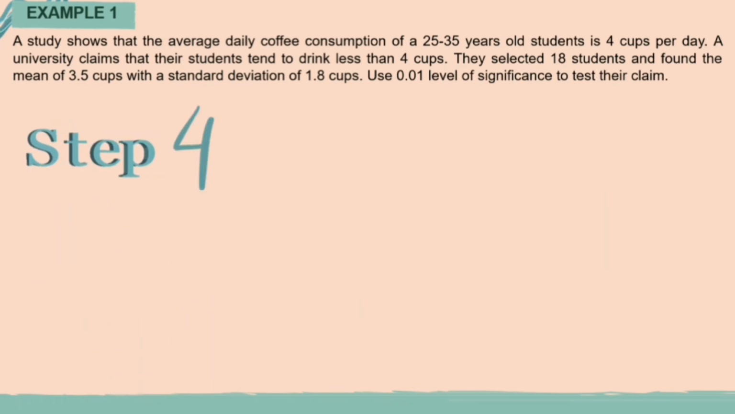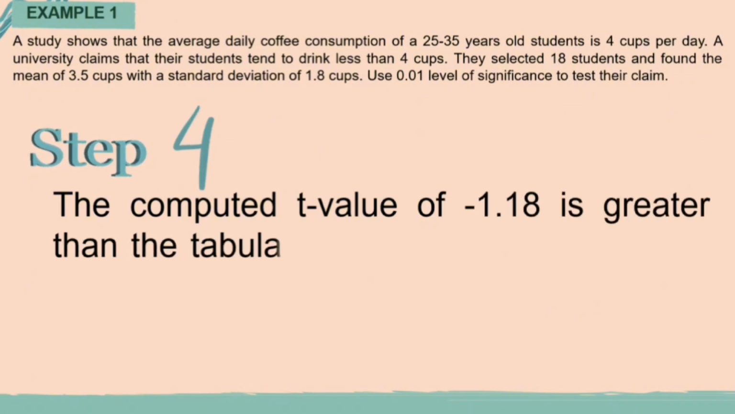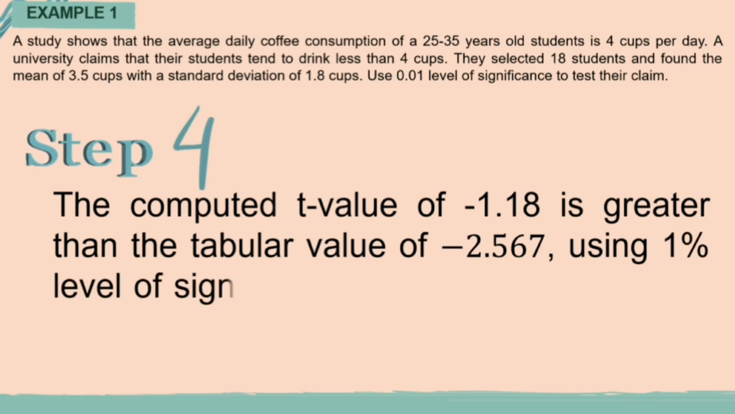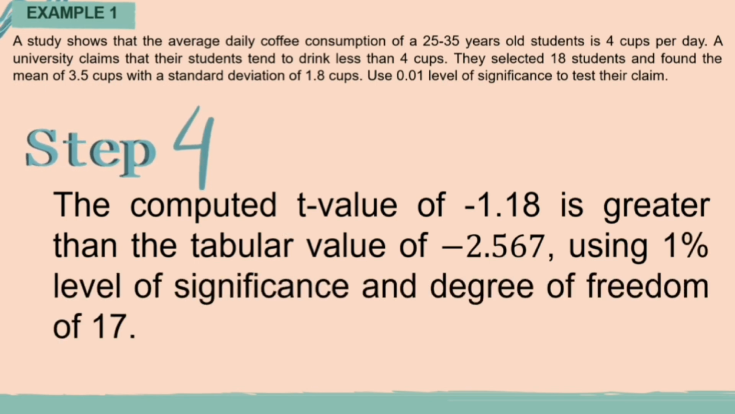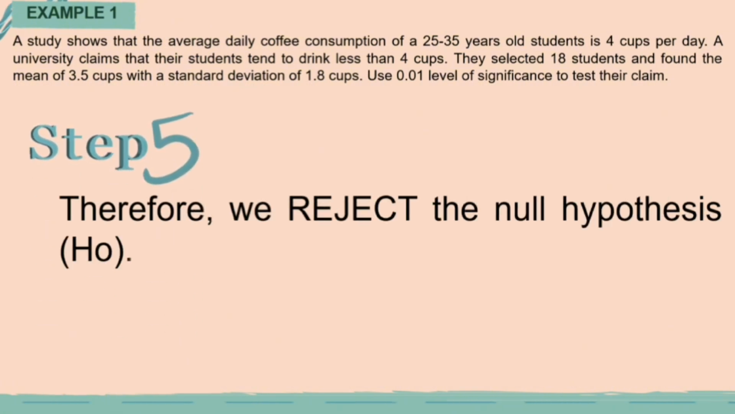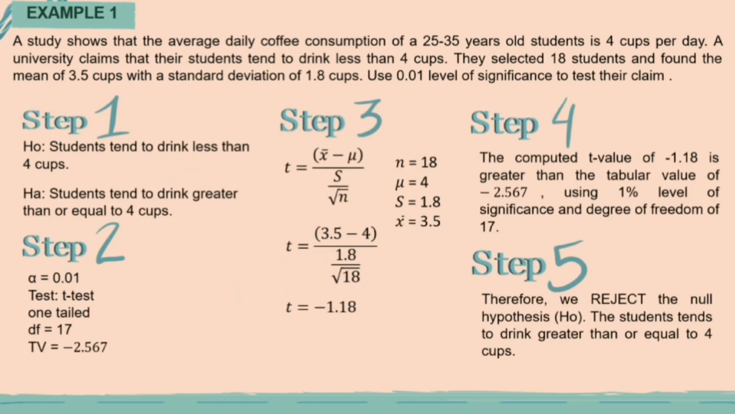Step 4. The computed t-value of negative 1.18 is greater than the tabular value of negative 2.567 using 1% level of significance and degree of freedom of 17. Therefore, we reject the null hypothesis. The students tend to drink greater than or equal to 4 cups.